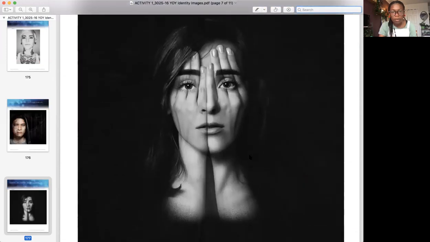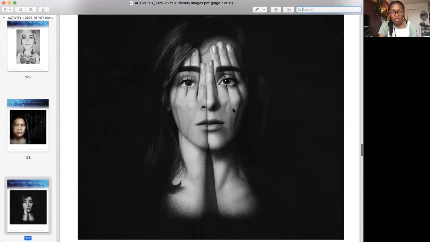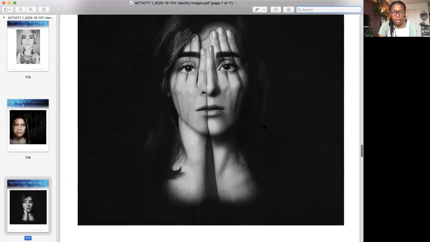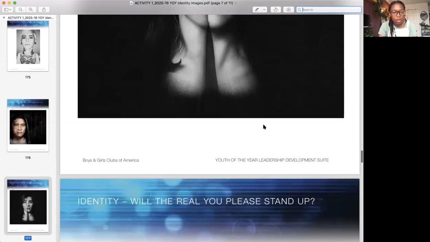And this one's very interesting. How does this one make you feel? You see she's covering up her face with her hands, but we can still see kind of her eyes and her mouth. Does she look happy? Does she look sad? Why do you think she's covering up her face but still showing emotion?